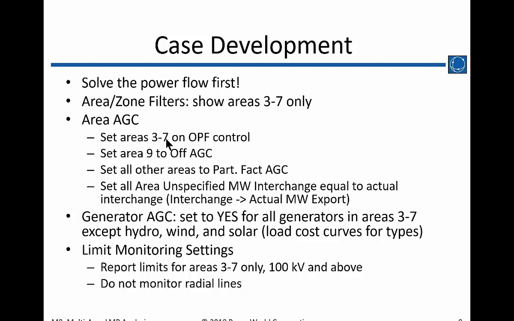We're also going to put areas 3 through 7 on optimal power flow control. Area 9, we're going to turn off of AGC because it contains the island slack bus, and the other areas we'll put on participation factor control. So if there's some adjustments due to losses or just different flows looping through the system through other areas and the generation needs to adjust, then it'll all adjust across the area and not just at a single point in an area slack bus.